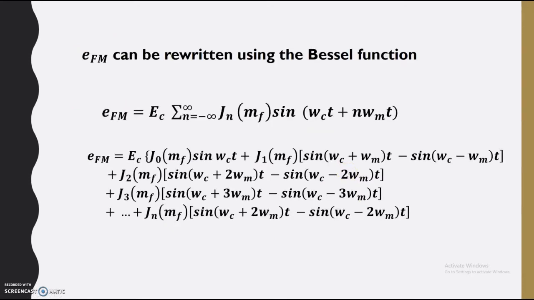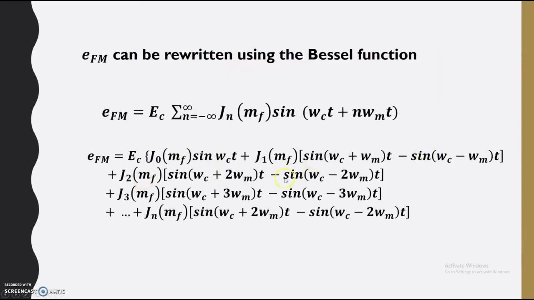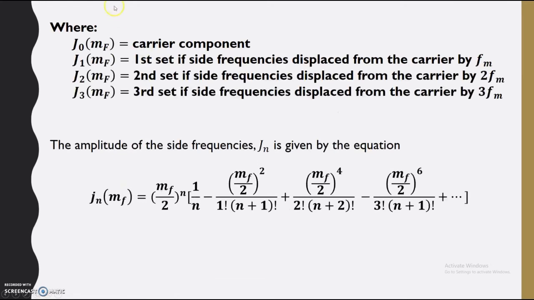FM can be written using the Bessel function. This is the Bessel function, and J is the amplitude of the side frequency. It depends on each amplitude of the side frequency, where J sub 0 is the carrier component, J1 is the first set of side frequency displaced from the carrier by fm, J2 is the second set of side frequency displaced from the carrier by 2 fm, J sub 3 is the third set of side frequency displaced from the carrier by 3 fm.